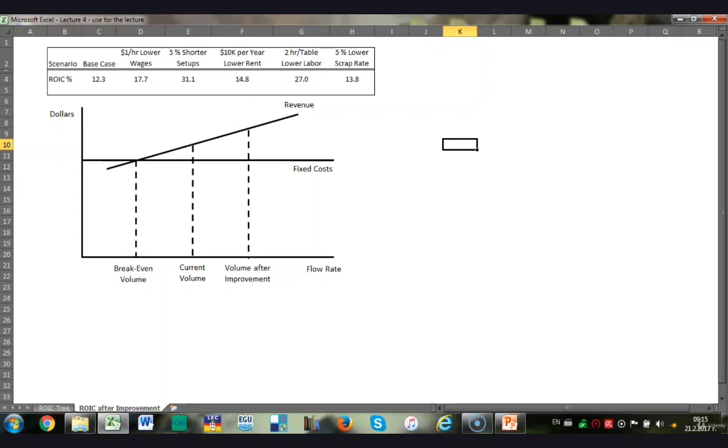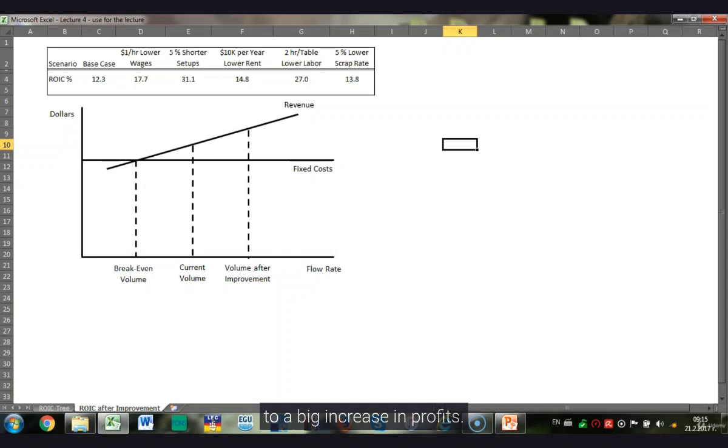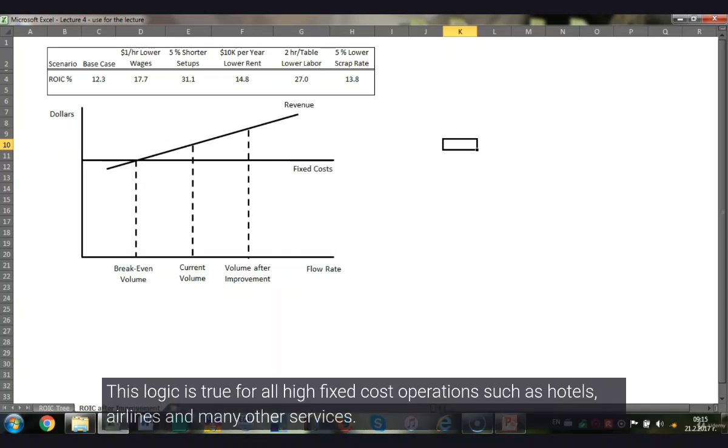Once these fixed costs are covered, or we exceed the break-even volume, every additional unit of flow rate leads to a $2,625 increase in profit. As can be seen in this figure here, the small increase in flow rate leads to a big increase in profits. This logic is true for all high fixed cost operations such as hotels, airlines, and many other services.